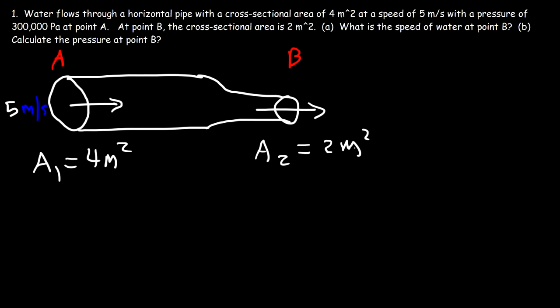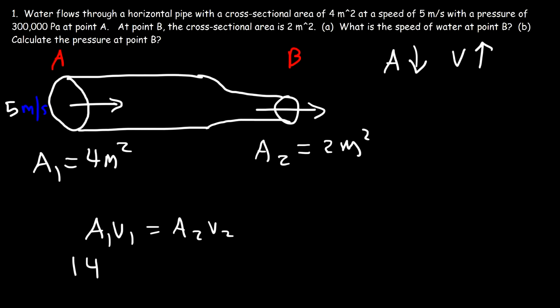So here's a question for you. If the cross-sectional area decreases, what's going to happen to the speed of the fluid? Anytime you decrease the cross-sectional area, the speed of the fluid will increase. And the equation that we could use to get the answer is the continuity equation for an incompressible fluid. A1V1 is equal to A2V2.